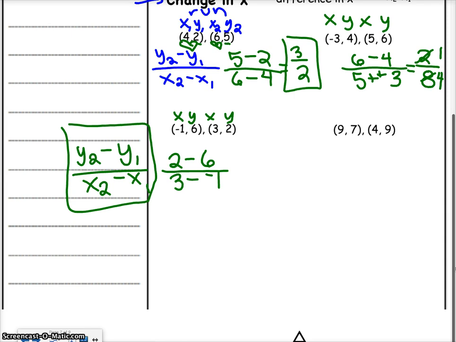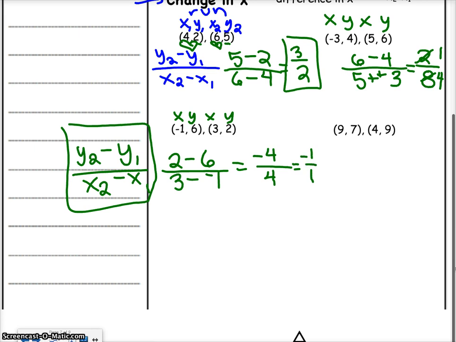I know how to find slope between 2 points by taking their difference. So what's 2 minus 6? -4. Yep. Over 4. Good eye. Remember, minus the negative means plus, which is equal to -1 over 1.